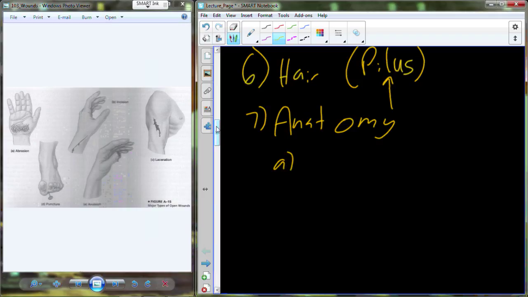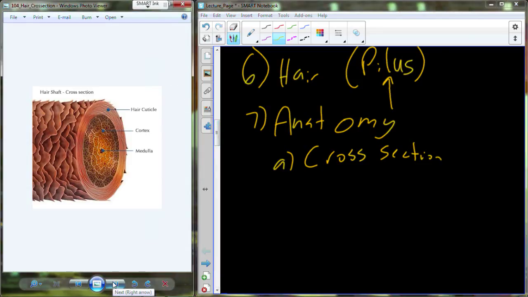We're going to look at two different histological sections here. We'll look at the cross-section, and then we'll take a longitudinal section through a follicle. So let's start out with the cross-section. That's what this first image should be.